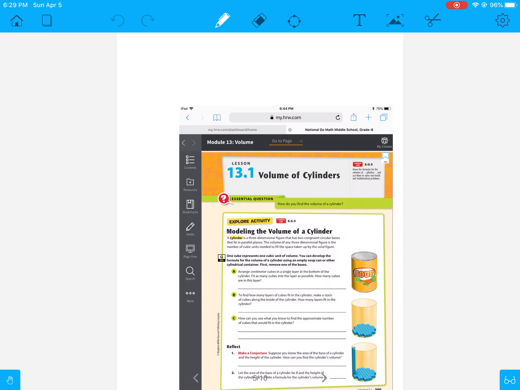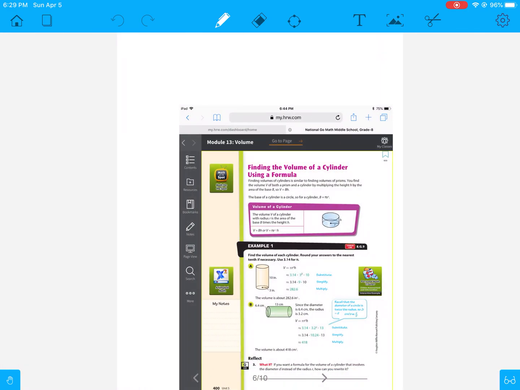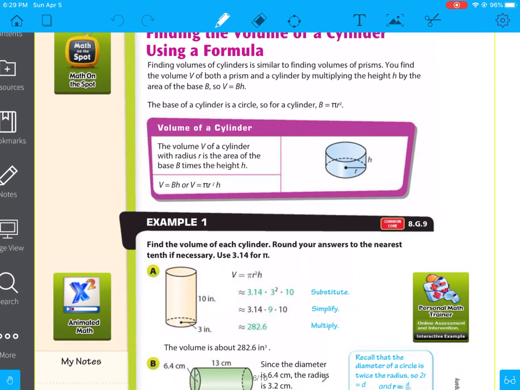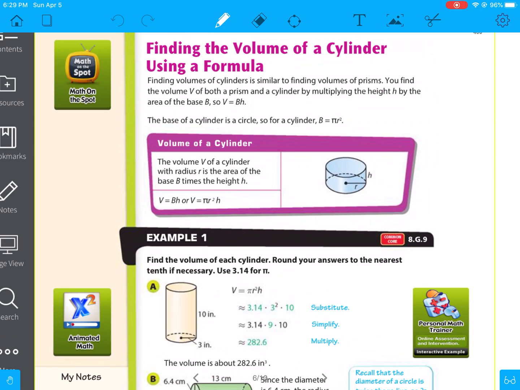Okay, so we're going to start off with 13.1, volume of cylinders. So finding volumes of cylinders is similar to finding volumes of prisms. You find the volume of both a prism and a cylinder by multiplying the height by the area of the base. So the base of a circle is pi r squared. So it's going to be pi r squared times the height. So you should write this down. I have this included in your notes as well. That's on our class website.